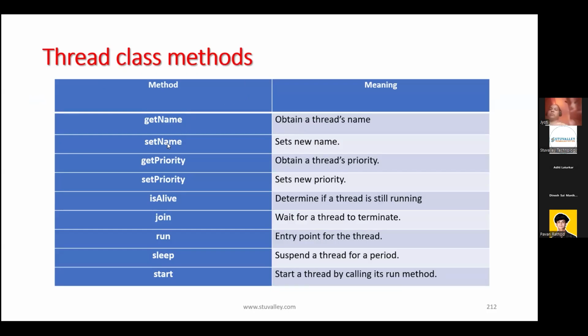Get name, set name. As the name suggests, we are setting some name to that particular thread. We are getting that name, the current thread's name. Then get priority, set priority. We can assign some priorities to the threads using these methods. Is-alive is used for determining whether the thread is still running or not. Join method is used for joining multiple threads so that the parent thread should complete its execution before the child thread. So wait for a thread to terminate.